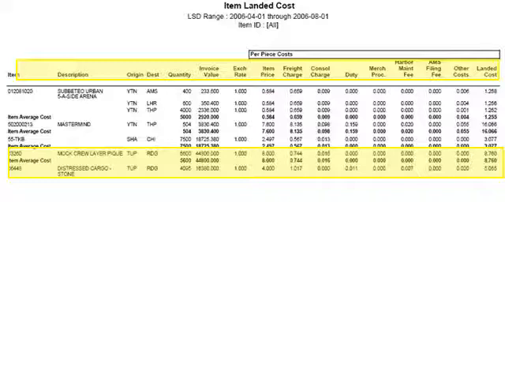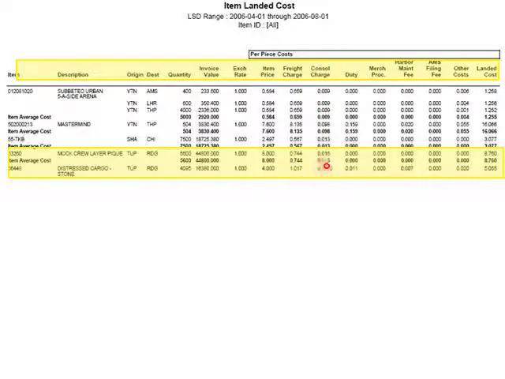And here's just an example of an item landed cost sheet. And it just says the description of the item. Over here, there's the description. So the example down here is a mock crew layer PK. And it says where it was made, the origin, its destination, the quantity, and it looks like it's about 6,000. The invoice value is $444,000. There's the exchange rate, there's the item price, there's the freight charge.